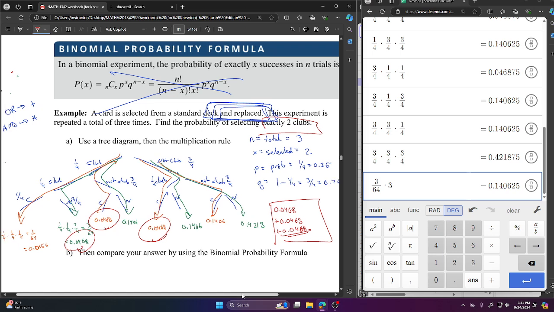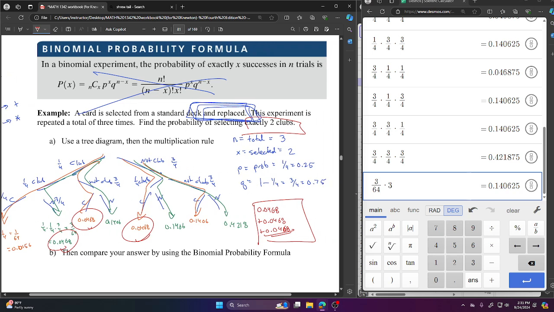Final answer. Here we go. Squeeze it in. Here we go. 0.1406 is my final answer. Or, oh, okay, that makes sense. 9/64. Here we go. Ta-da!